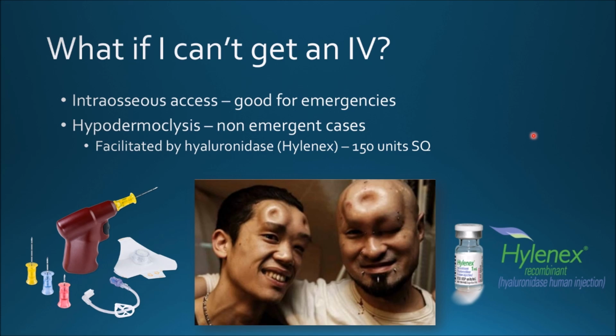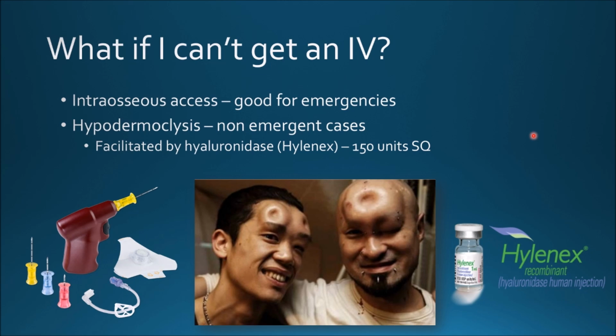Tibia is most common, at least I've seen. The humerus can be used in some cases, the sternum, there's other places, but typically the tibia is the more common one that I've seen there. Again, you're basically placing the fluids right there in the marrow. It's a very nice non-compressible vein essentially, right? So you can get fluids in very quickly. You can do the same rates as you would for an IV administration.